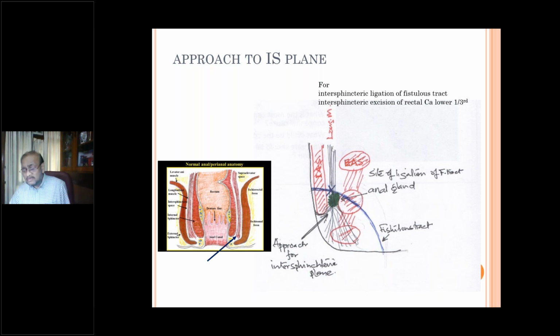Probably many of you wouldn't know what we're talking about. This is basically intersphincteric ligation. See, you're ligating out here. So what do we do? We do a curettage and then we ligate. I'll talk about that when we talk about the fistula. Another very important application of this plane is where?